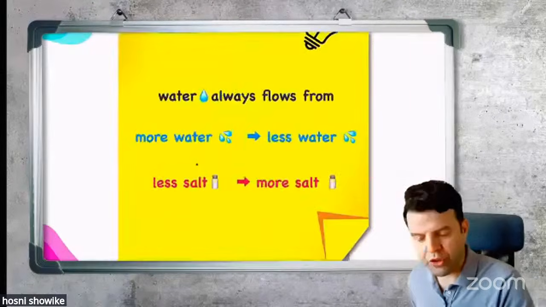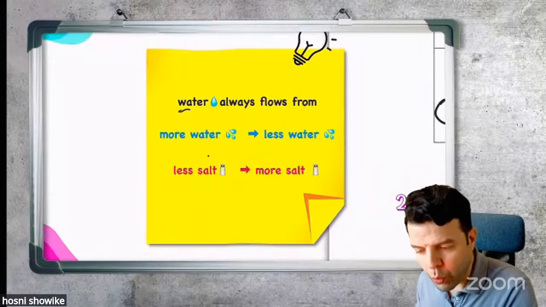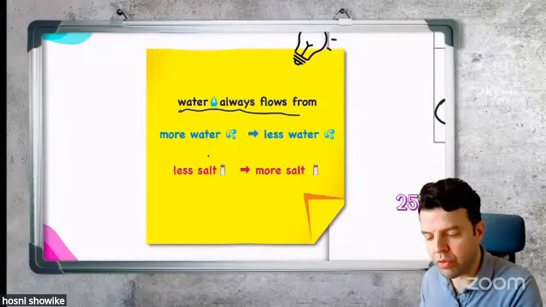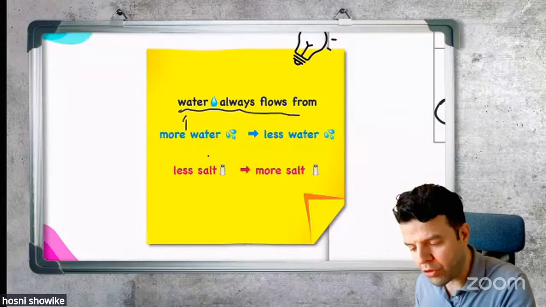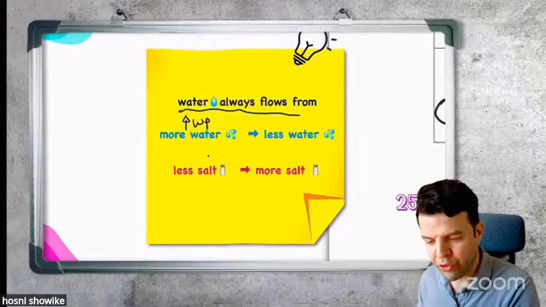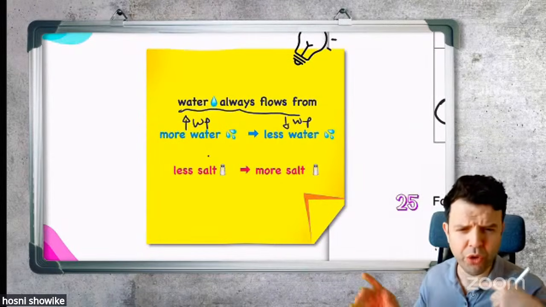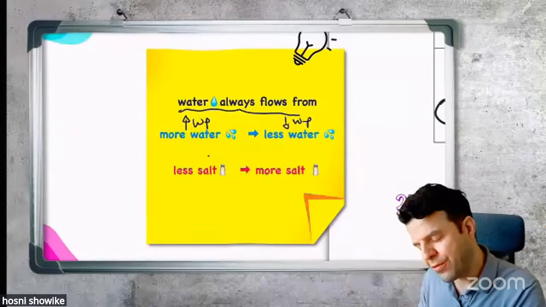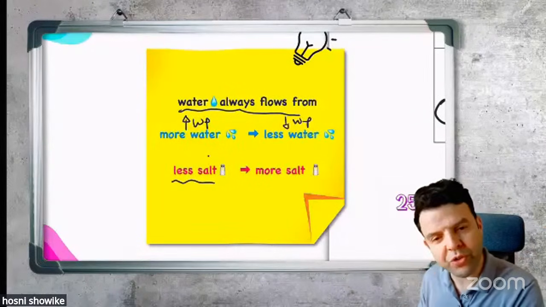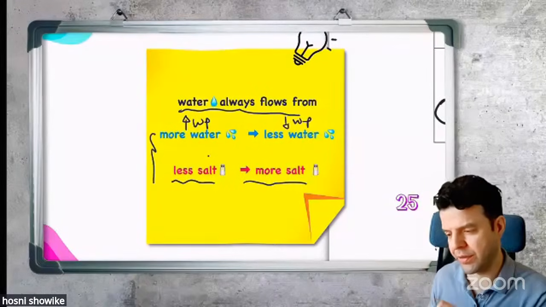So just a reminder about osmosis. Water will always flow from where to where? It will flow from more water, which happens to be higher water potential, to lower water potential. Or in other words, if you want to flip it, it's from an area of less salt to the area of more salt. Both ways work.